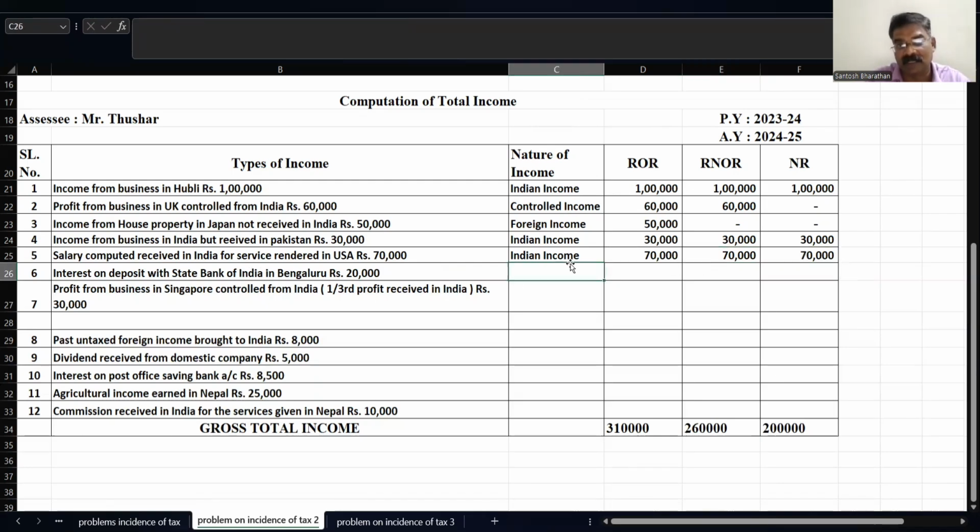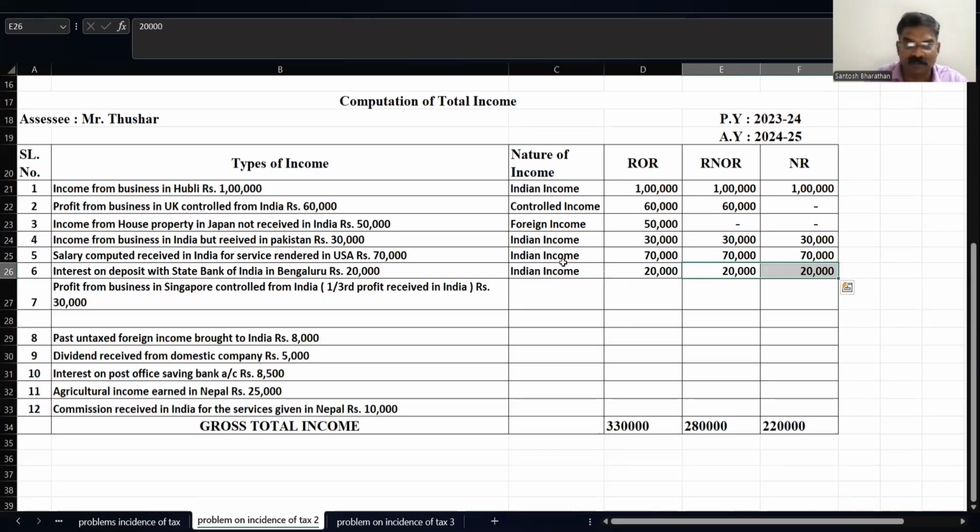See, Bangalore, obviously, what we do, we call it an Indian income and it will be taxable in all the three cases, 20,000. Interest is received from SBI. The bank is situated where? In Bangalore. Bangalore is in Karnataka. Karnataka is in India. So, income is generated here itself. So, it is taxable in all the three cases.